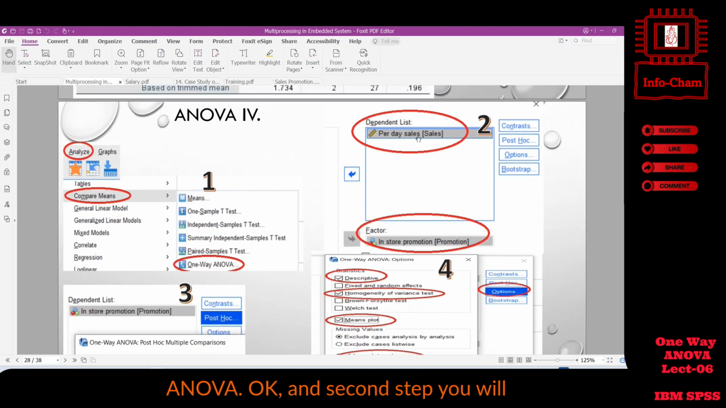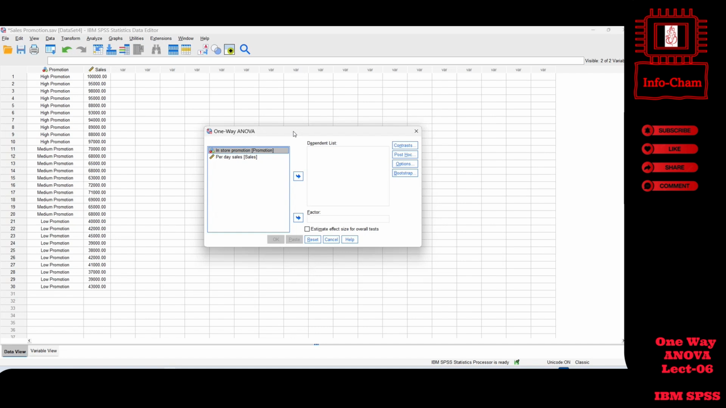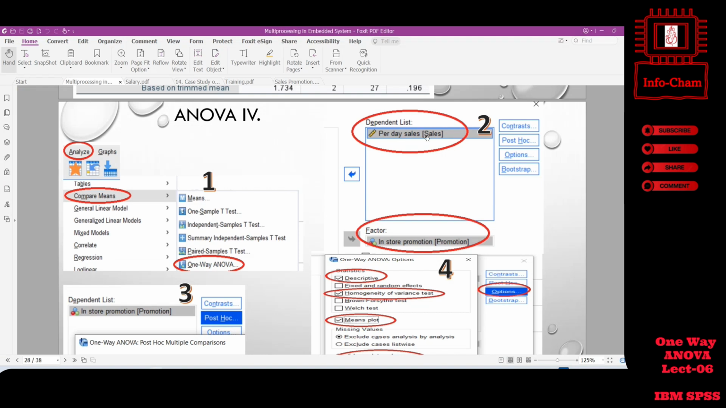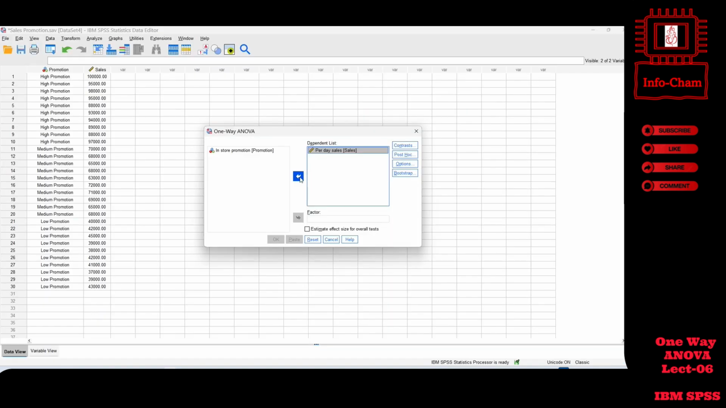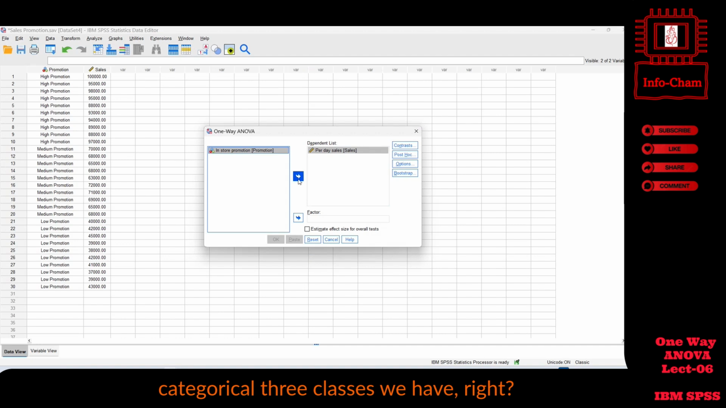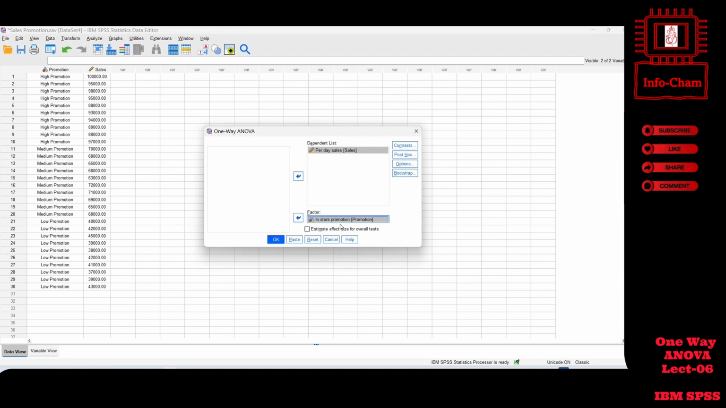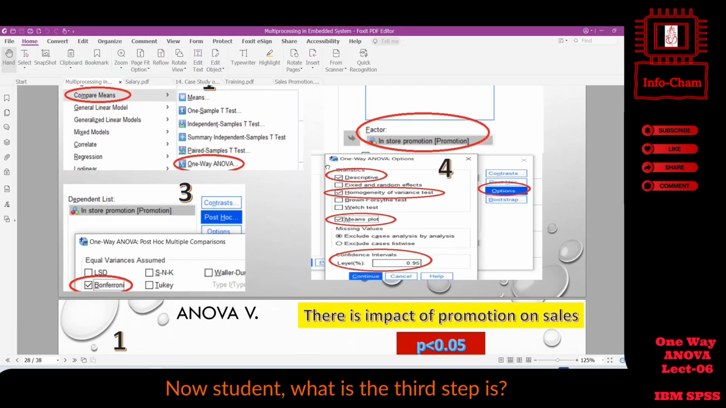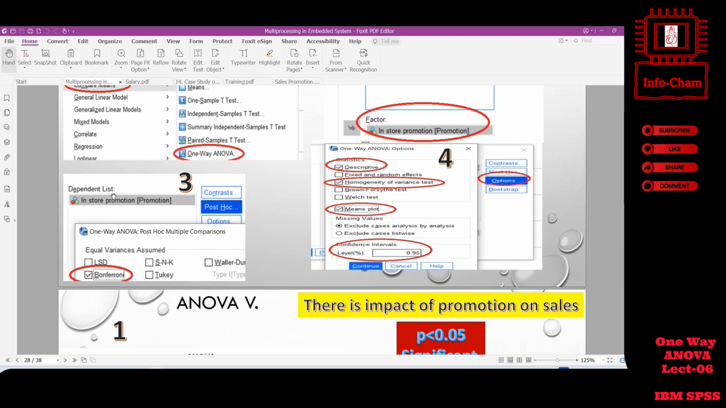And the second step, you will see you have the dependent variable, whichever variable you want to test, right? My target variable should be a numeric value. Send it here to the dependent list, right? And the factor will be the categorical. We have three classes, right? But there is no need to specify them, because by default it is a three-category variable. There is no need to put 1, 2, 3. So this is the second step. Now students, the third step is that we have to check the post hoc.